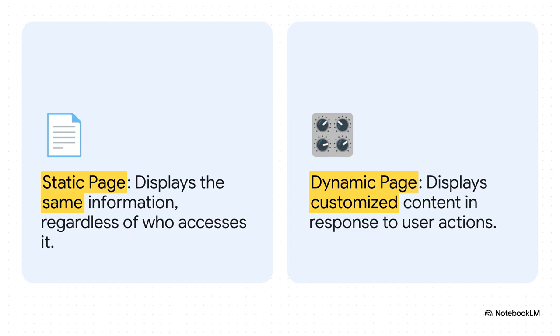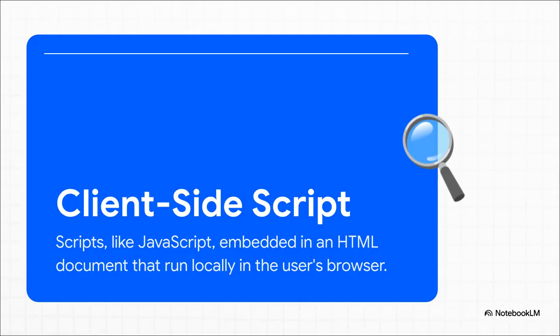See, a website with just HTML and CSS is called a static page. It's like a printed brochure. It looks exactly the same for every single person who looks at it. A dynamic page, though, is different. It can change and respond to you. It shows you customized stuff, like your own social media feed or personalized shopping recommendations. So how does that happen? With scripts. The first kind is called a client-side script, and the most famous one is JavaScript.